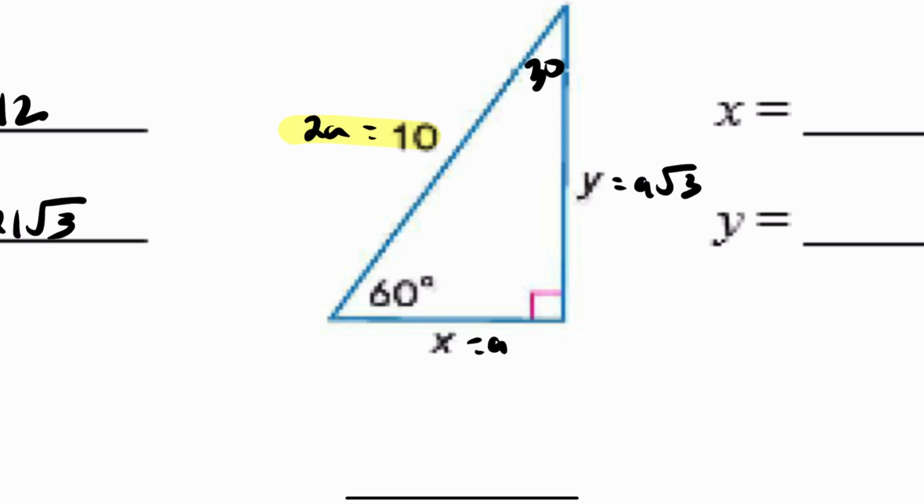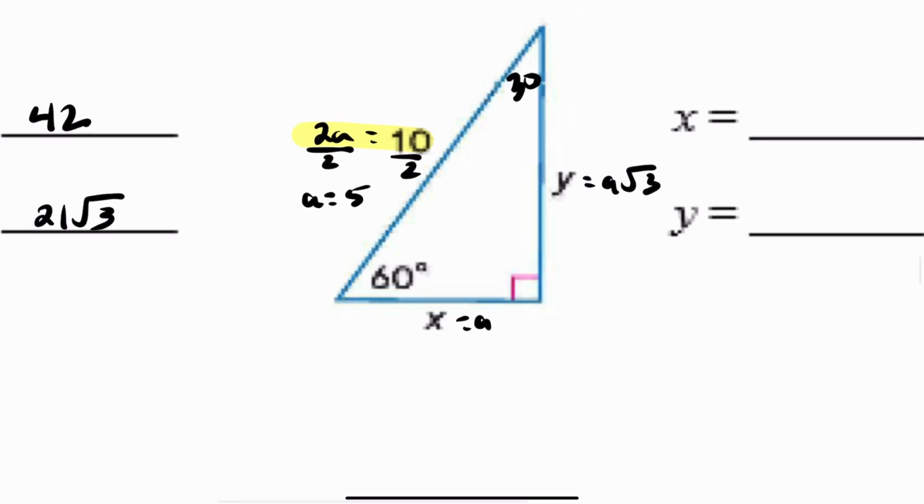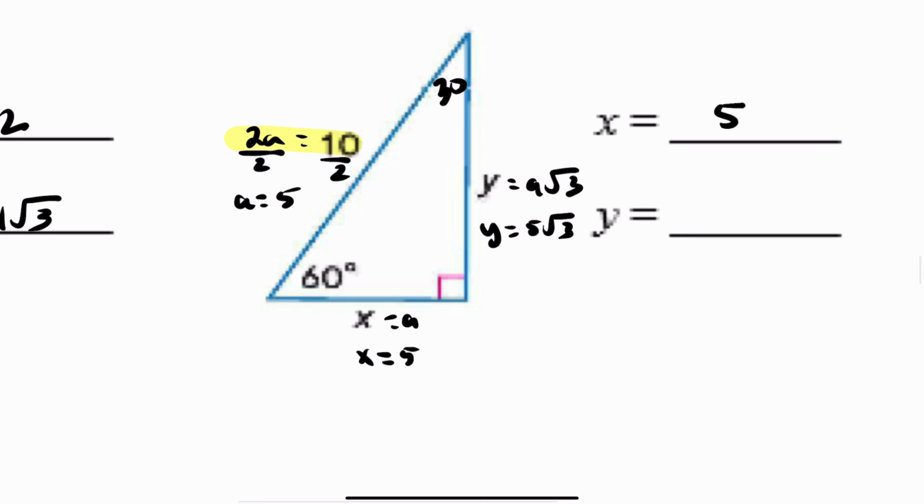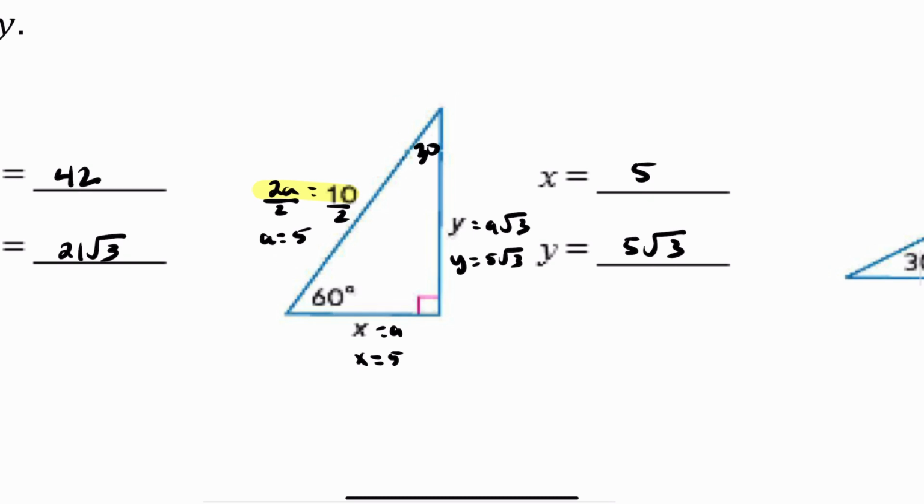So basically what I'm trying to say is get a by itself. And then that is what we can use to fill in the rest. So if 2a is equal to 10, I'm going to divide both sides by 2. A is equal to 5, right? So if a is equal to 5, then that means x is equal to 5, and y is equal to 5 root 3, okay? The thing that I'm doing is I'm trying to figure out which side has the best information, and if I need to, I'll solve for the variable that I'm looking for and plug everything in. Special right triangles. That's how we do it.